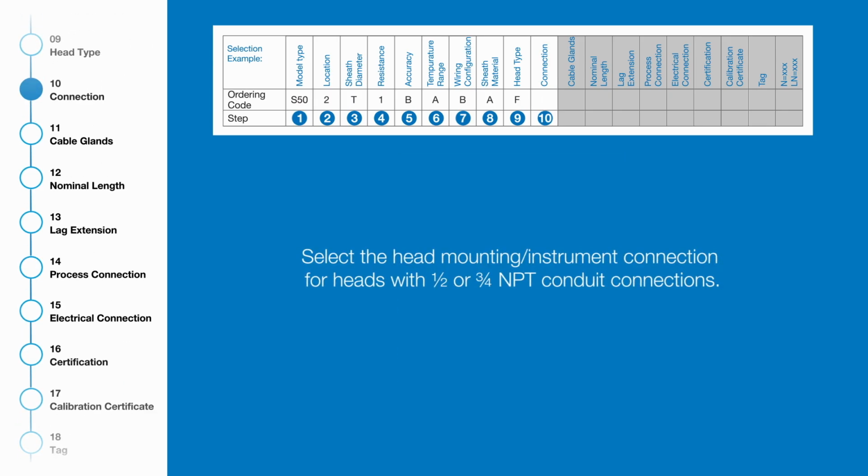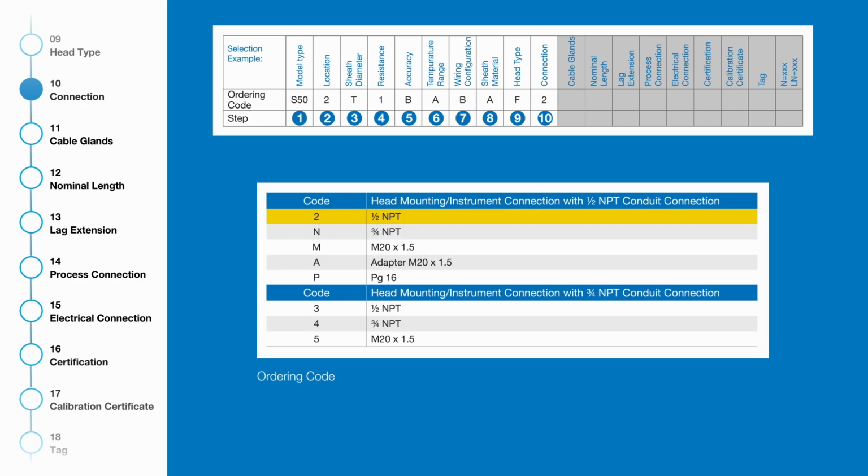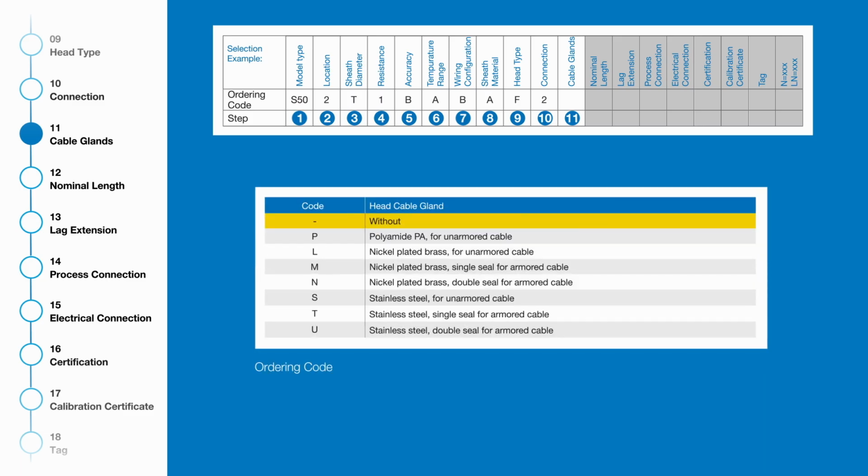Now we're going to do the head mounting / instrument connection. This is defined here, the element connection, as a 1/2 inch NPT. So we're going to select code 2 for a 1/2 inch NPT. Now we're going to select the cable gland. Most applications is done without. This had no requirement for that, so we're going to put a dash in place.